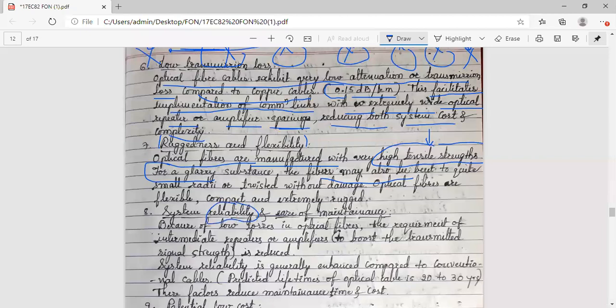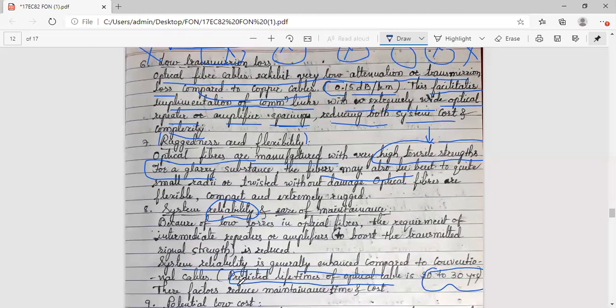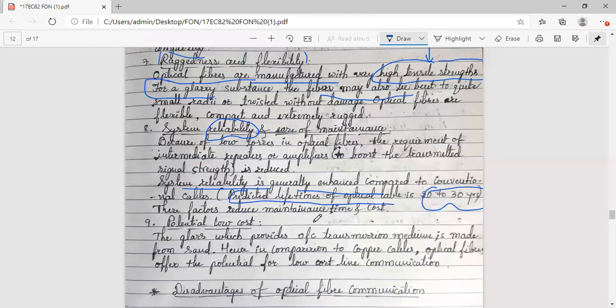What do you mean by reliability? Reliable means you can have faith in that. So the system reliability is generally more in the case of optical fiber in comparison with the conventional cables. You can see here the predicted lifetime of optical cable is around 20 to 30 years. So install it once and forget about it for 20 years, something like that. So very little maintenance is needed for optical fiber cables.